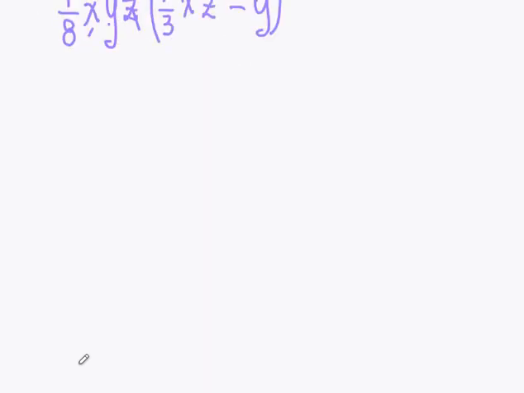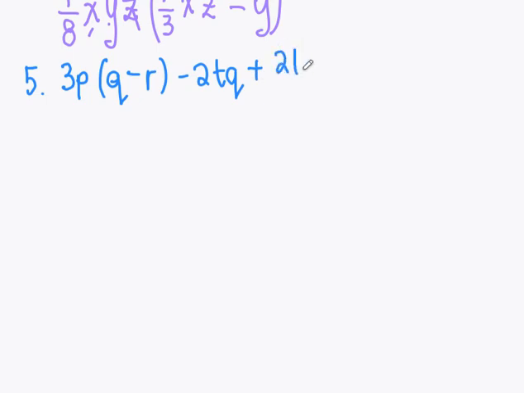All right. Let's move on to number 5. This is the last one here. I hope all of these is making sense. 3p(q minus r) minus 2tq plus 2tr. All right. Now we see this one here.